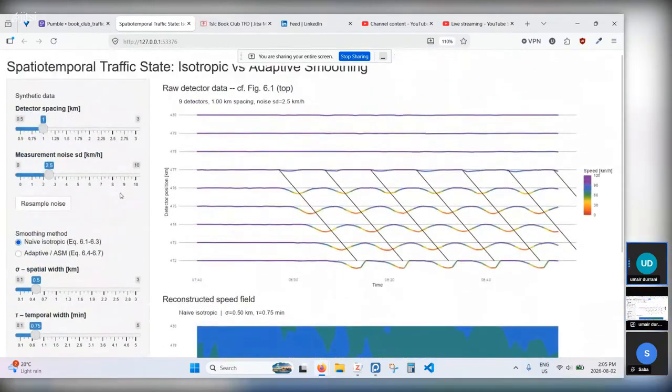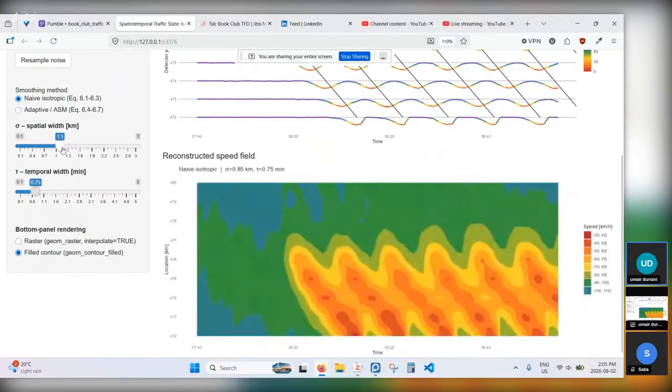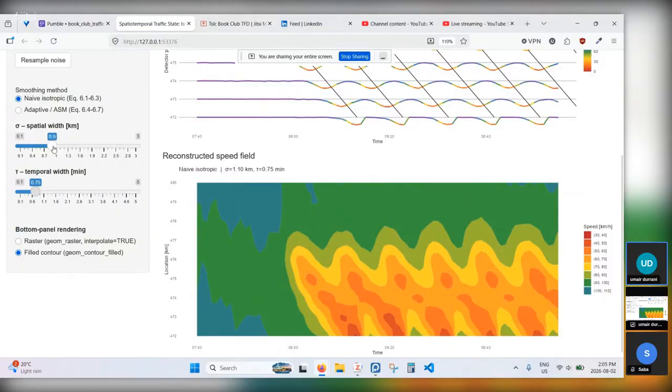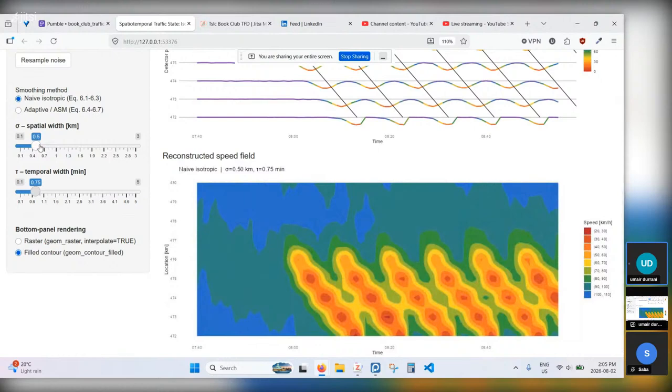But if we, for example, increase this width, then this becomes even worse. Changing these values results in different types of smoothing because essentially it is looking at detectors in space and in time and averaging their values without considering that diagonal shape. The stop and go waves are traveling in time, so when they get upstream they are doing that at a different time.